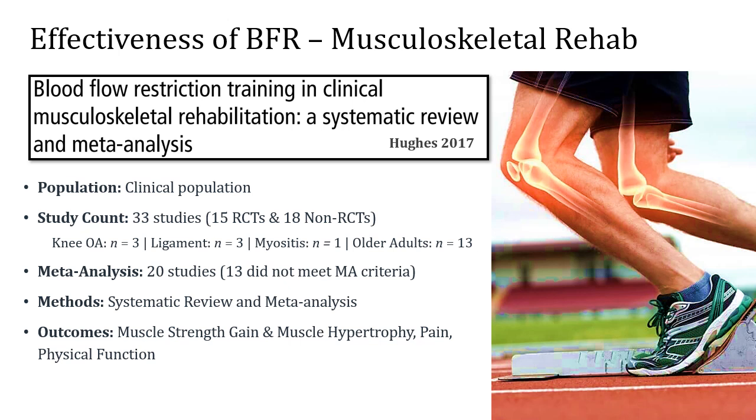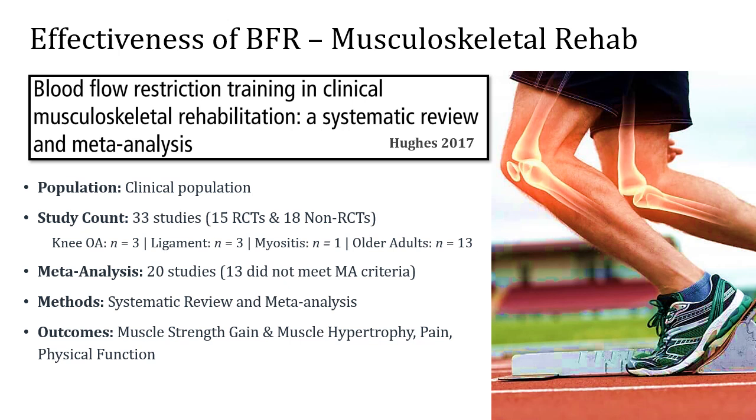All right, next systematic review, more recently, so 5 years later, Hughes did it, but no longer in a healthy population, he's looking at a clinical population. There were 33 studies, 15 randomized controlled trials, 18 non-randomized controlled trials. The demographics included knee OA, ligament myositis, older adults as well. Again, you'll notice that there's no upper extremity associated with this.